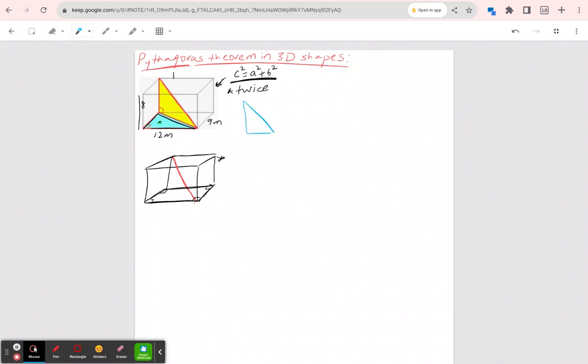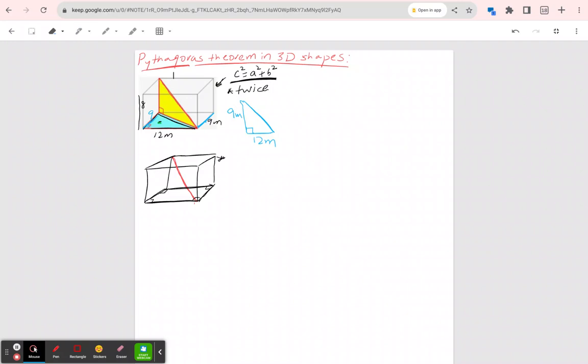The blue triangle is simply a 90-degree angle, and this length here is 12 meters. As this one here is 9, that means this length is also 9. Why? Because the opposite sides of a rectangle are always the same. So if this is 9, this one's 9, this is also 9. That's how this side comes out to be 9 as well.